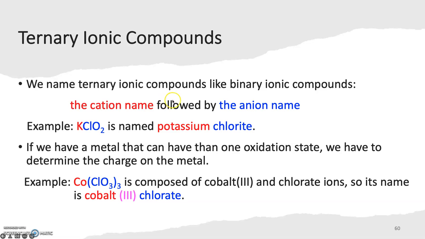We name the ternary ionic compound like a binary ionic compound. You start with the cation name followed by the anion name. For example, KCl is named potassium chloride because K is potassium and Cl is chloride ion. If we have a metal that can have more than one oxidation state, we have to determine the charge on the metal. For example, CoCl3 is composed of cobalt(III) and chloride ion, so it's named cobalt(III) chloride.